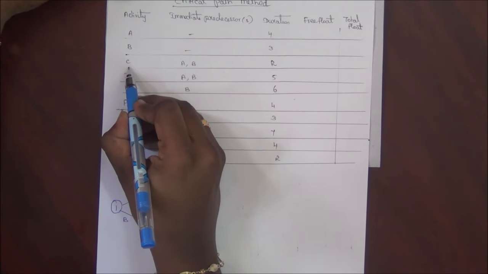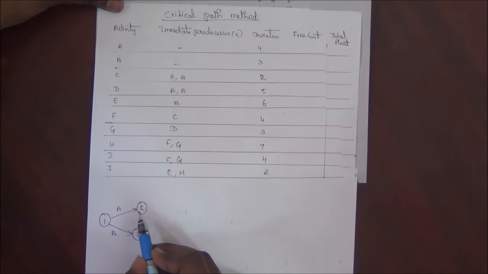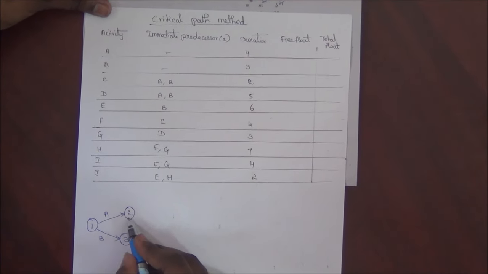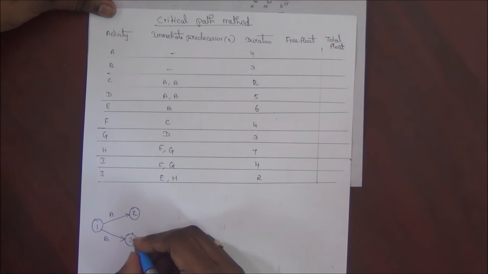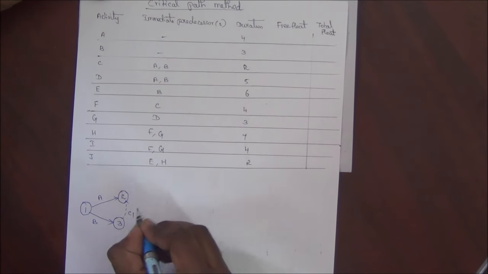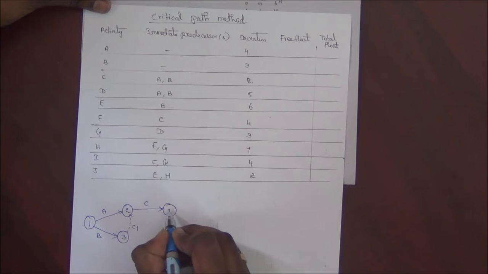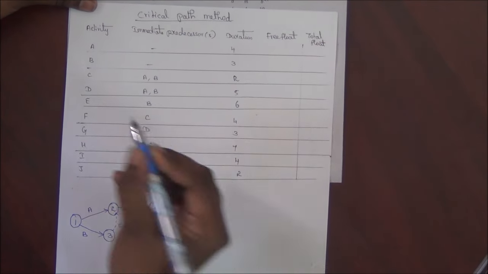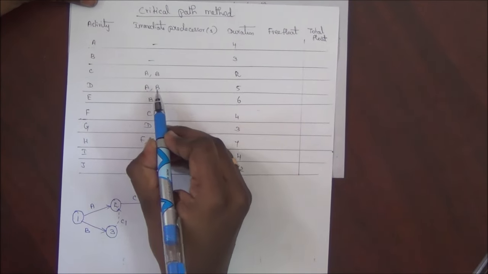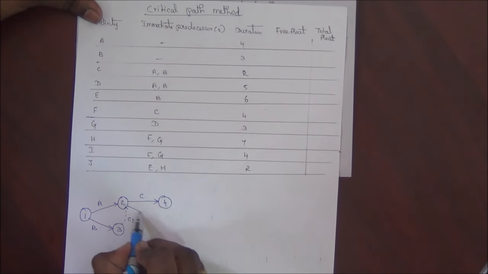C has immediate predecessors A and B. So C comes after A as well as B. So we don't have any interlink, so we have to construct a dummy activity. Then we have to draw C. Similarly, D comes after A and B. We already have constructed the dummy activity, so we can draw the D.